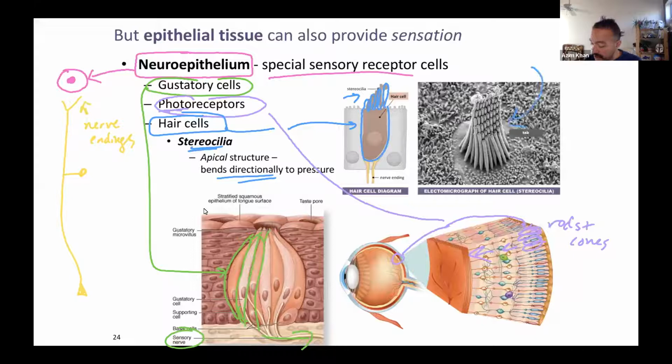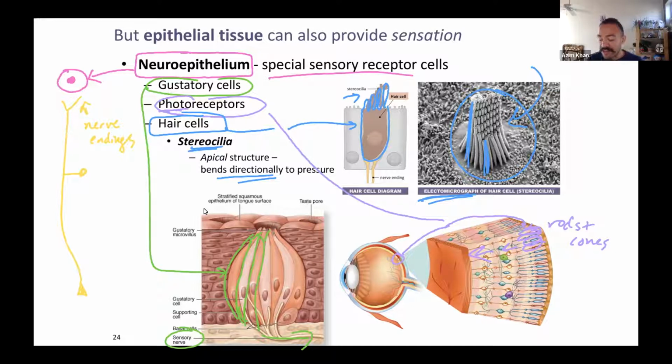Here is a scanning electron micrograph of the stereocilia of hair cells. And you can see that some are short and some are long. There's a sidedness to it. The word stereo means there's sides. Like a stereo speaker, you've got a right and left speaker. With stereocilia, you've got cilia that are taller and shorter. And because of that, they can bend in a certain direction. And when they do bend in a certain direction, that's when these neuroepithelial cells get activated.